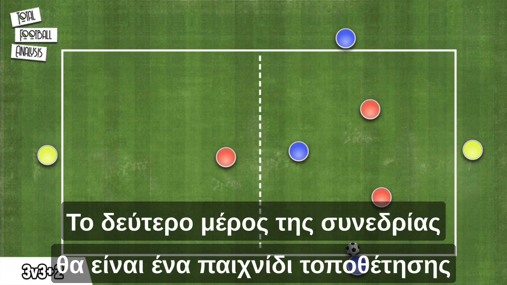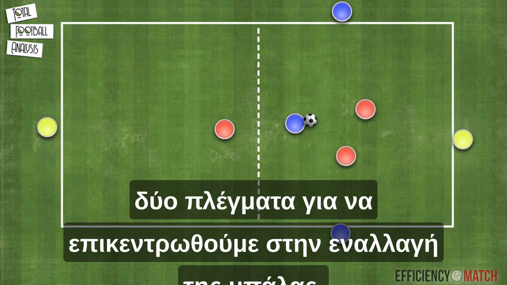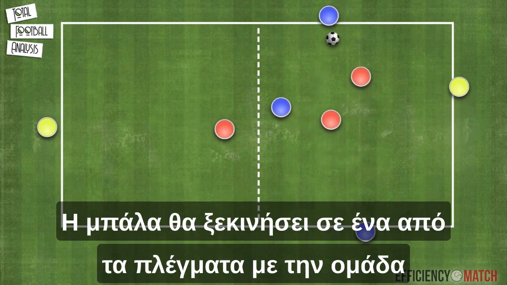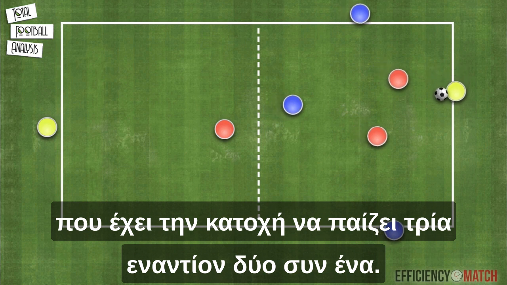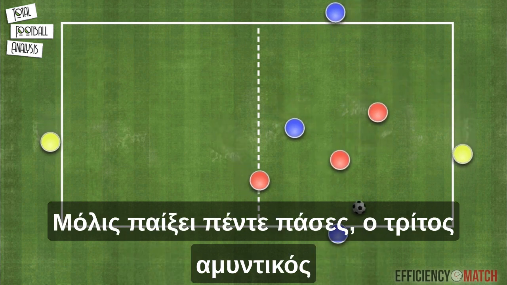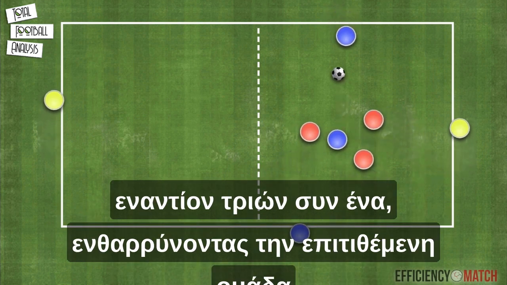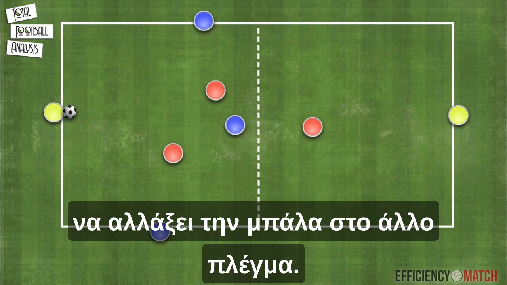The second part of the session will be a positioning game, using a 3 vs 3 plus 2 played in 2 grids to focus on switching the ball. The ball will start in one of the grids, with the team in possession playing a 3 vs 2 plus 1. Once they played 5 passes, the third defender can come into the grid, creating a 3 vs 3 plus 1, encouraging the attacking team to switch the ball to the other grid.